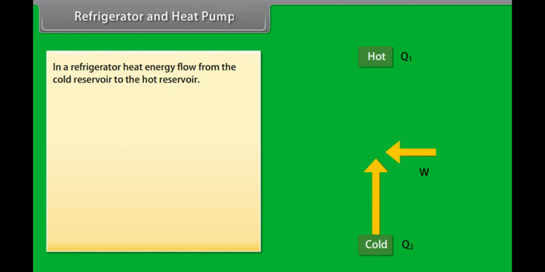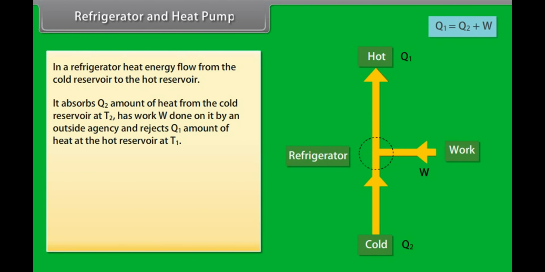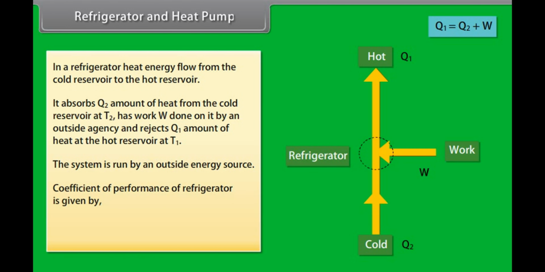Refrigerator and heat pump. In a refrigerator, heat energy flows from the cold reservoir to the hot reservoir. It absorbs Q2 amount of heat from the cold reservoir at T2, has work W done on it by an outside agency, and rejects Q1 amount of heat to the hot reservoir at T1. This system is run by an outside energy source. Coefficient of performance of refrigerator is given by alpha is equal to Q2 upon Q1 minus Q2.